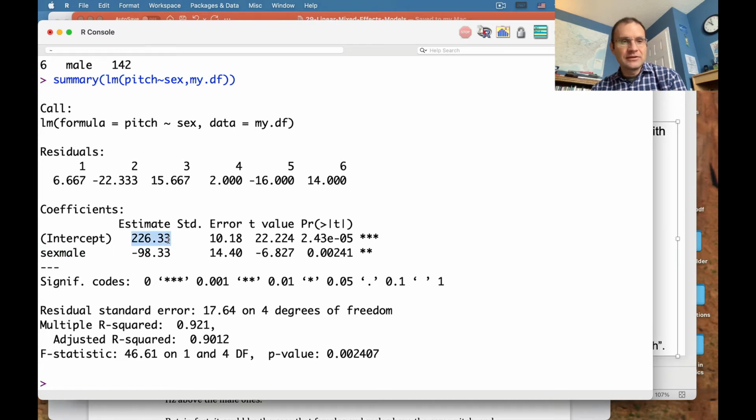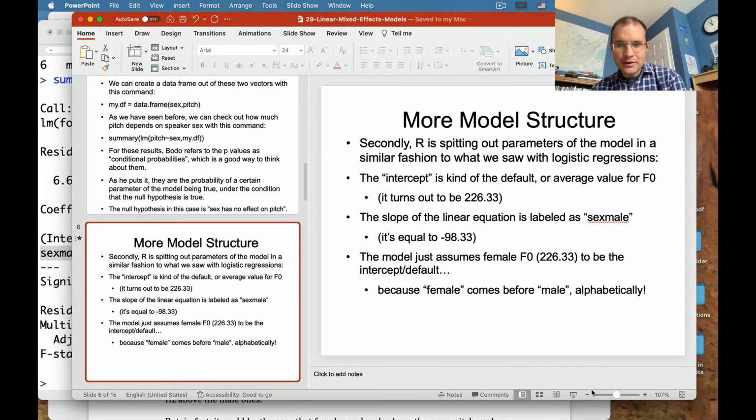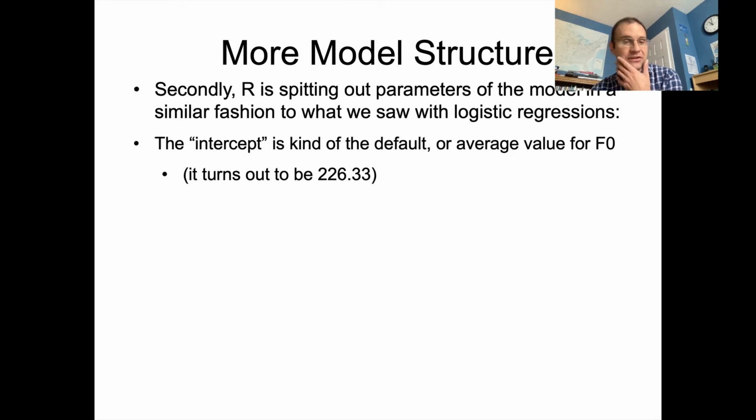So what these estimates mean in this particular case is that this is the intercept of the linear model, and then this is the slope value, just depending on this variable. But let's dig into that a little bit further. R is spitting out the parameters of the model in a similar fashion to what we saw with logistic regressions.